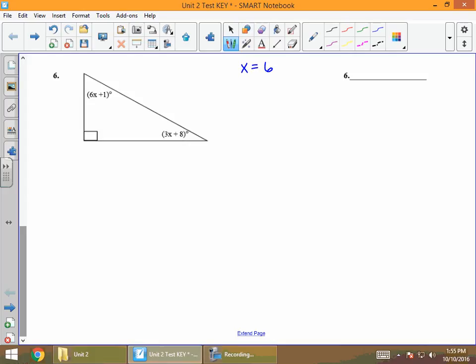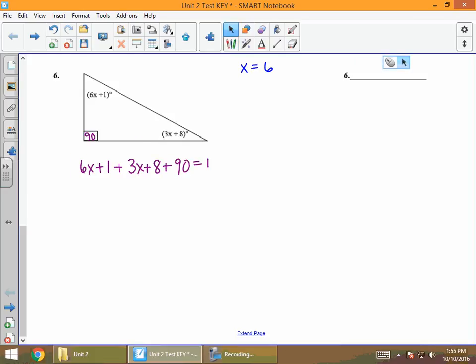All right, and number 6. This is the sum of the angles of a triangle. Again, I know that this angle down here, the box, is actually 90 degrees. So I'm going to add them all up and set it equal to 180. So 6x plus 1 plus 3x plus 8 plus 90 equals 180. All right, that's my first of 2 points. You showed that. That's good.